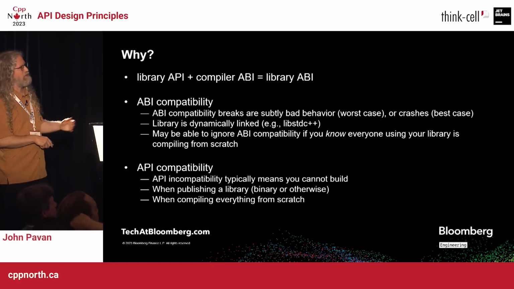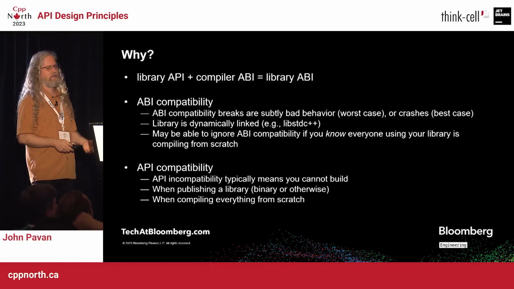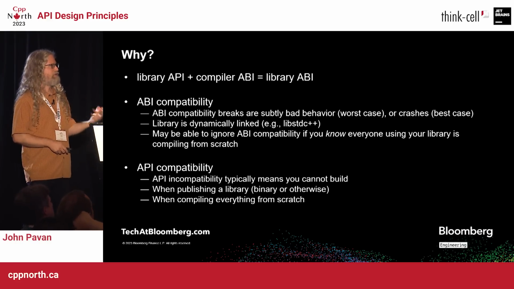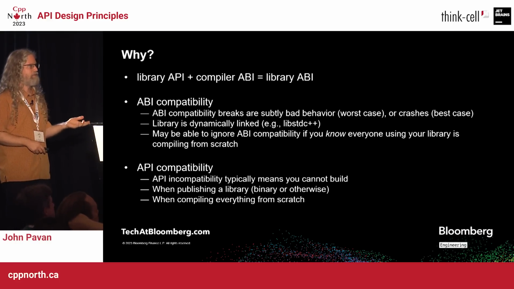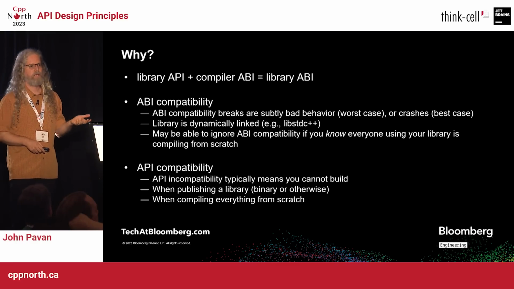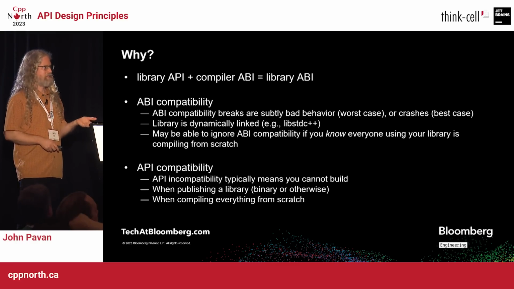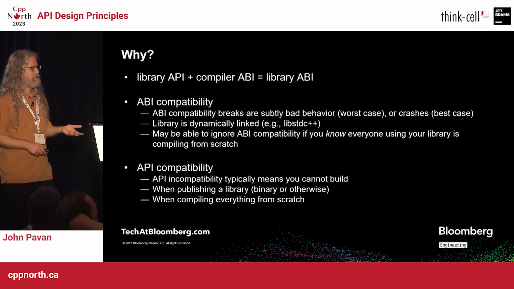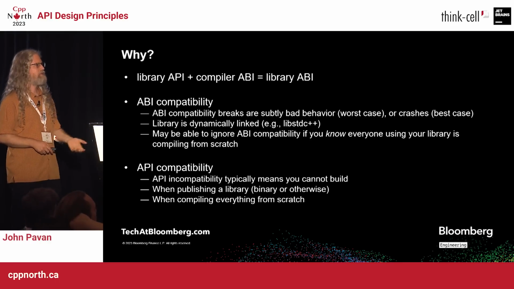Your compiler's ABI is going to end up being your library's ABI. If you have problems with ABI compatibility, you typically end up with a subtle break. In my opinion, the subtle break is the worst case, because then you end up with things that can make it out into production. Or you get outright crashes. With a crash, you at least notice that something's wrong, and so you can fix it.